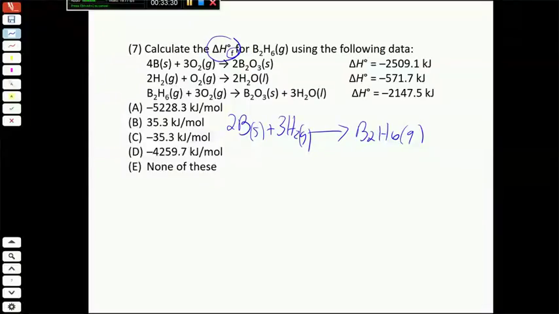And so this is the chemical equation that corresponds to the formation of B2H6, and that's what we're trying to find delta H for. So what we have to do then is figure out how to combine these 3 equations such that we can add them together in a certain way to get this equation here. So what I like to do is number the equations, 1, 2, and 3.